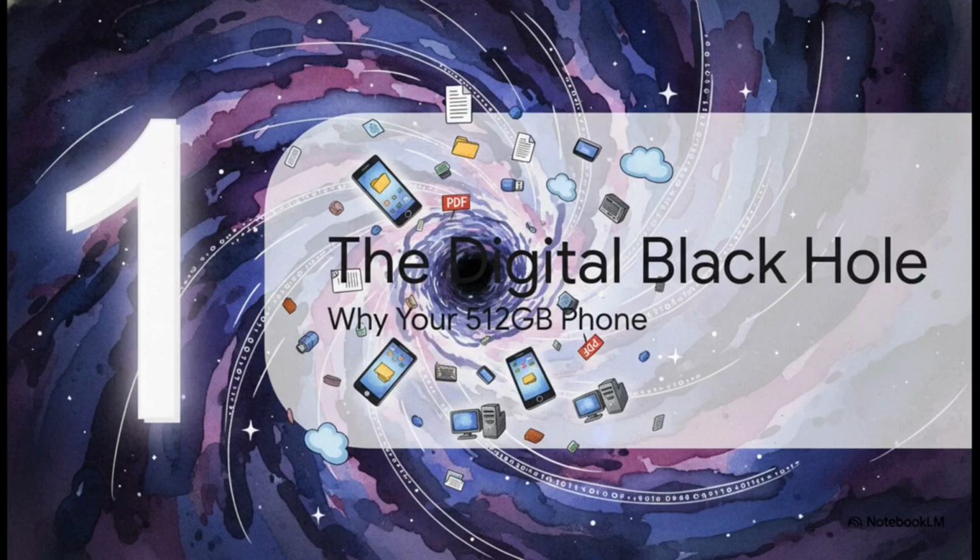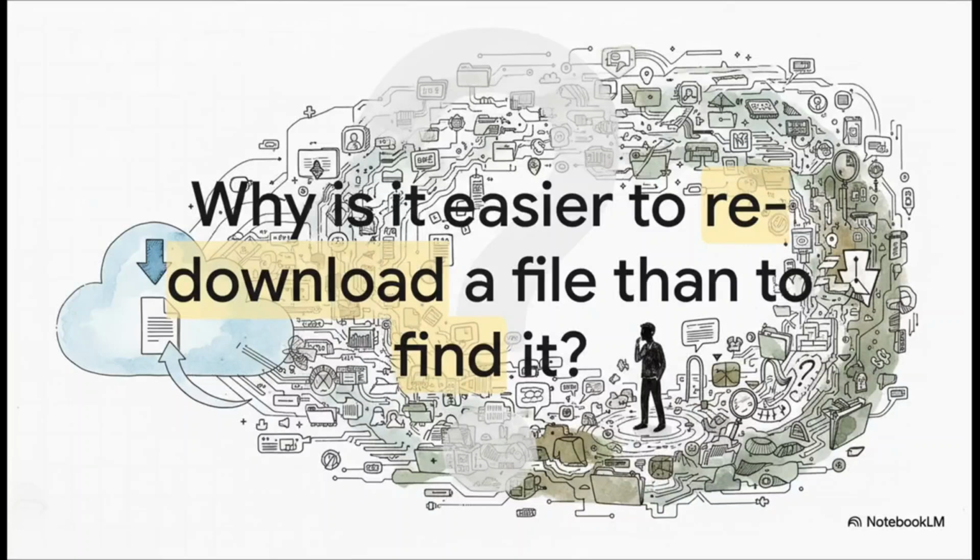All right, first up, the digital black hole. It's a strange paradox, isn't it? You've got a phone with more storage than a supercomputer from the 90s, literally half a terabyte of space, yet finding a single simple PDF can feel like an impossible mission. I mean, just stop and think about that for a second. It is a bizarre and kind of frustrating reality of modern life. We would rather go back to Google, search for the thing all over again, and re-download it than spend 30 seconds looking on our own device. How did we get here?